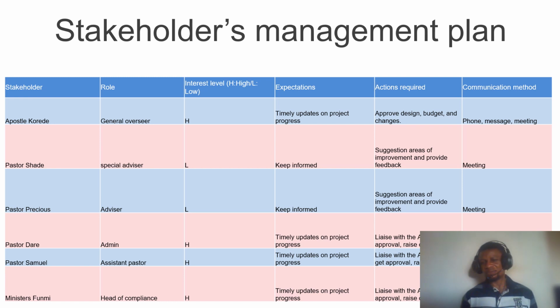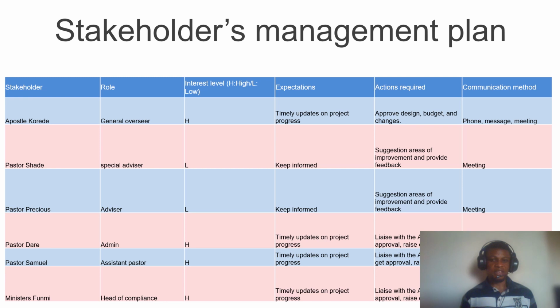And so, keeping informed is during general meetings. Then you have Pastor Precious, who stays in that same line, keep informed. She can suggest, and of course, approval will still have to go to the PM and the senior pastor. We have Pastor Dari, who is the admin, who would always have to be given timely updates on progress. And then he is responsible for liaising with the senior pastor. He can give approval after receiving it from the senior pastor. And so he's somebody who is important, who has to be kept informed, using telephone, message, and during meetings.